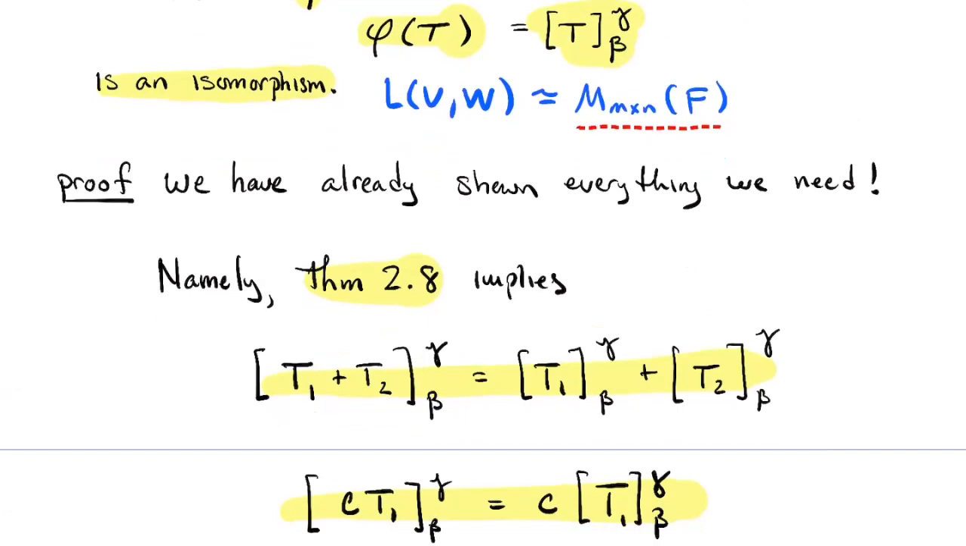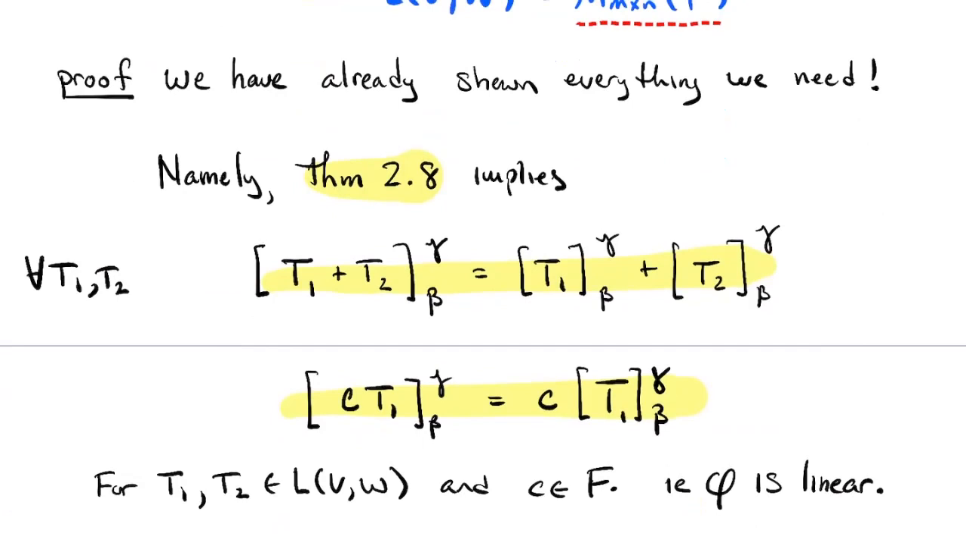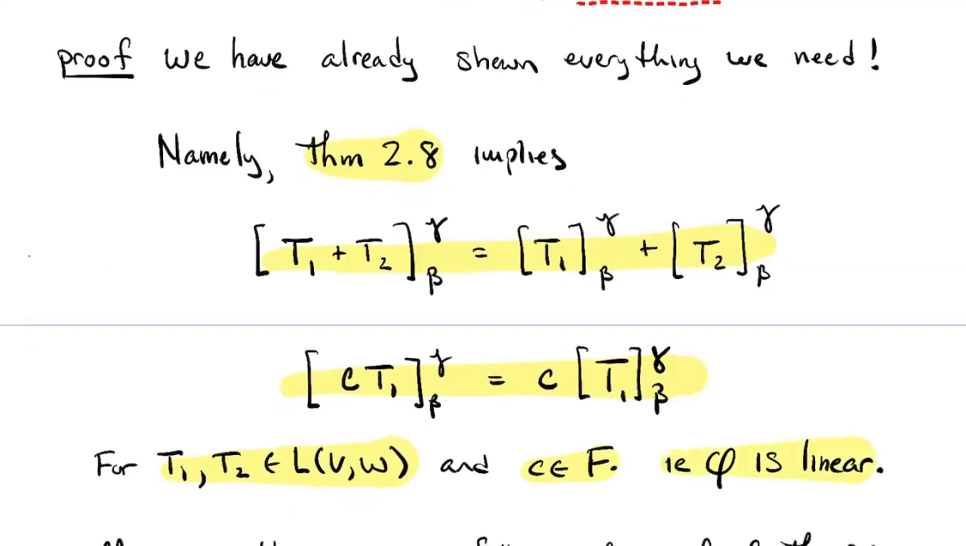Here I didn't quantify, so pardon me. So for all T1 and T2, maybe I wrote this. Yeah, I did. I wrote it at the end. Sorry, I get a little mixed up in my video production here. My video production skills are not that great. But for any two linear transformations and any scalar, Theorem 2.8 said that these two equations hold. And that's exactly the statement that phi is linear.